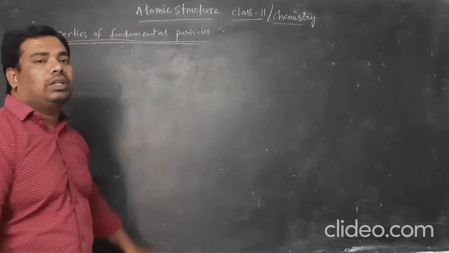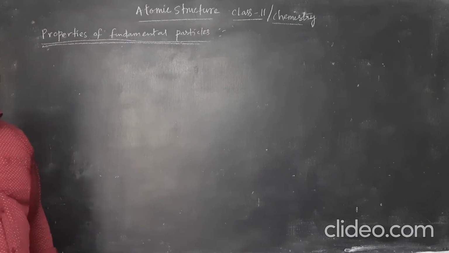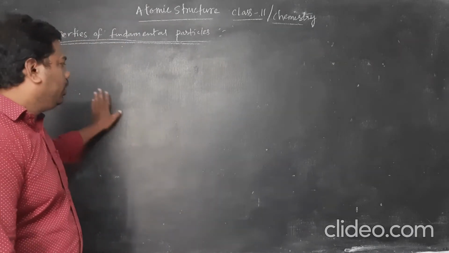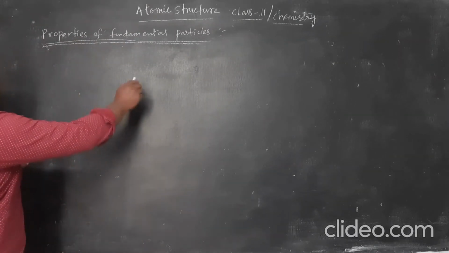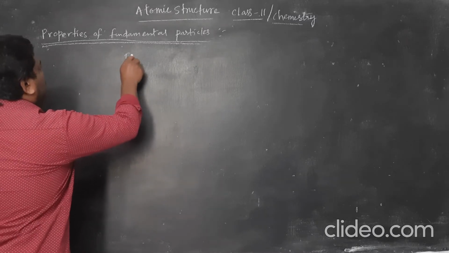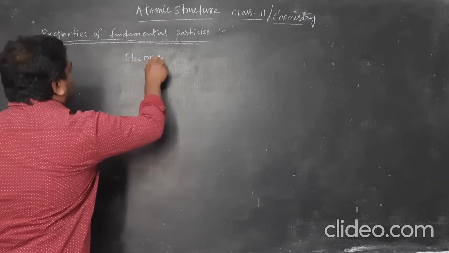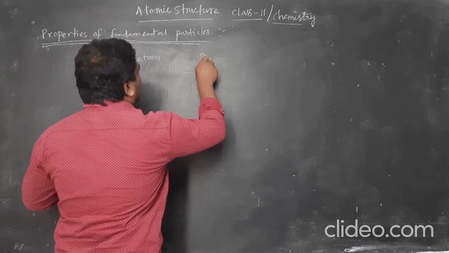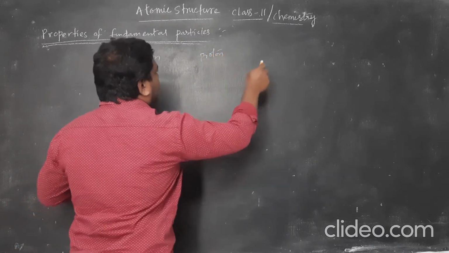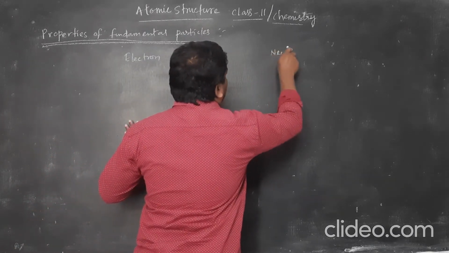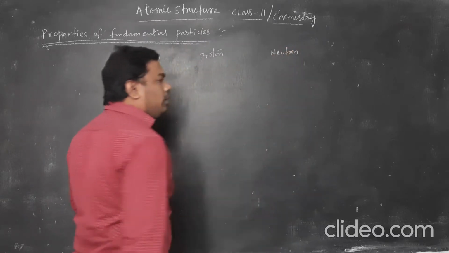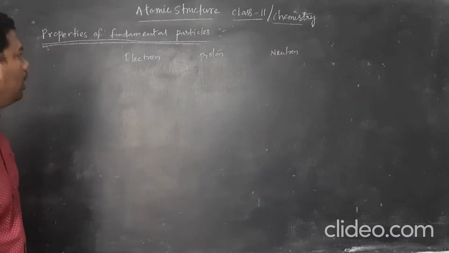Charge of neutron, what is the relative mass and absolute mass of electron, proton, and neutron. So here electron, here proton, and neutron. These are the fundamental particles in an atom.